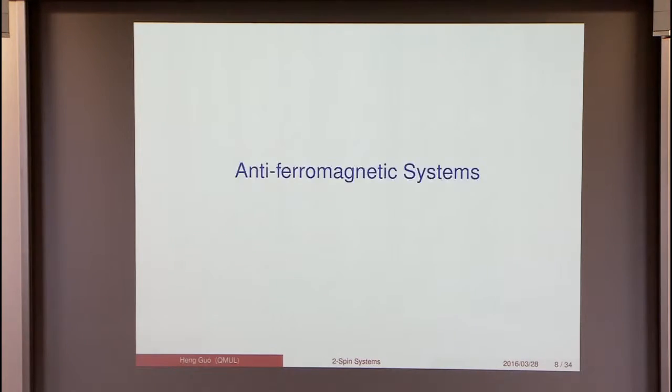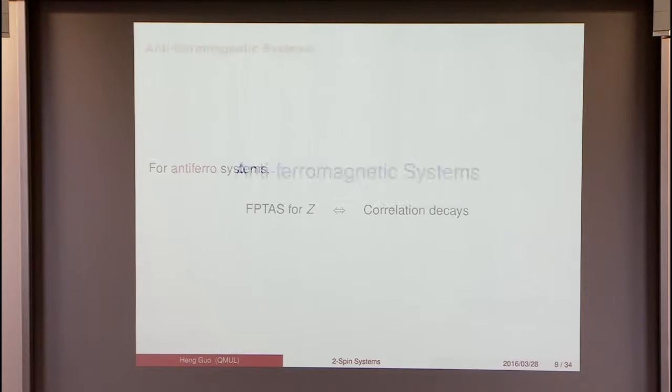Okay. So first, let me briefly recap what we know for anti-ferro systems. The upshot is that for anti-ferro systems, we have an FPTAS for the partition function if and only if correlation decays. That's the notion of correlation decay, which is what I'm going to explain in the next few slides.